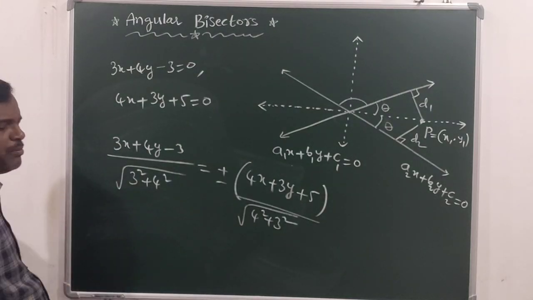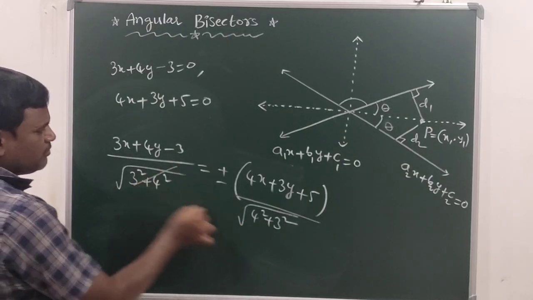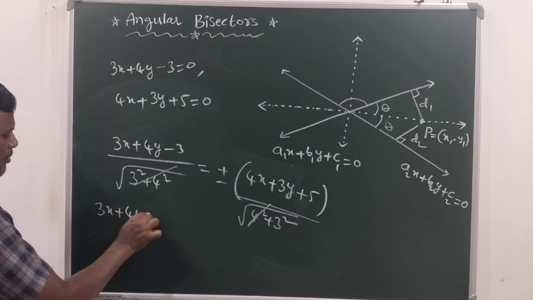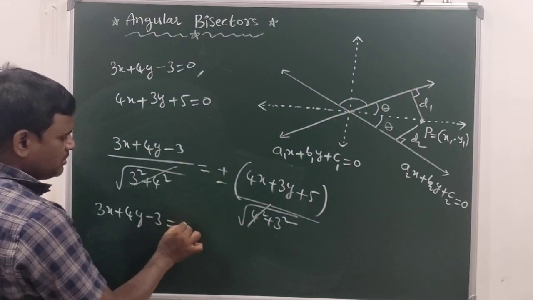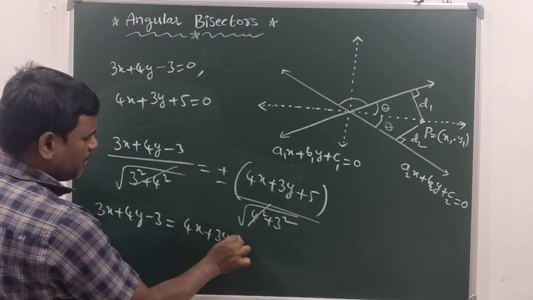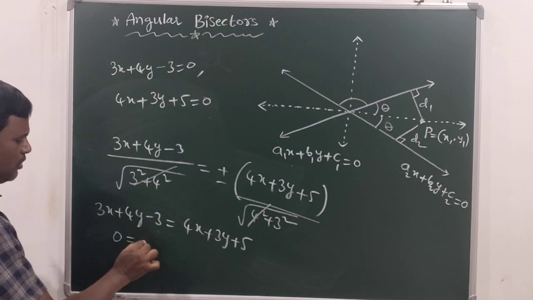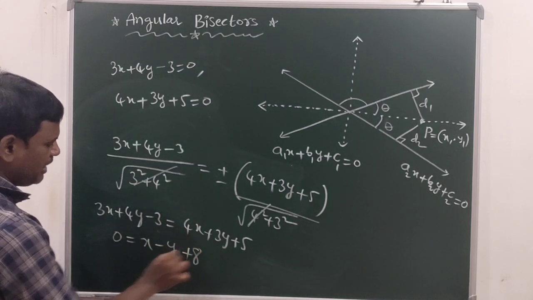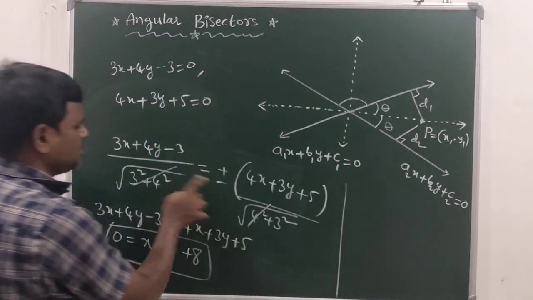Now let us go for simplification. Here this is going to be 5, this is going to be 5, both of them cancel. Now 3x + 4y - 3 is equal to, if you prefer plus here, 4x + 3y + 5. Now transfer all of them to the right side so that you will get 0. When x goes to the right side, you get minus x, and minus 5 plus 3 gives minus 8. This is one equation.